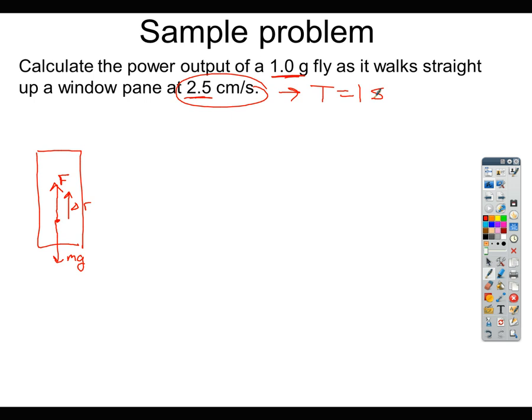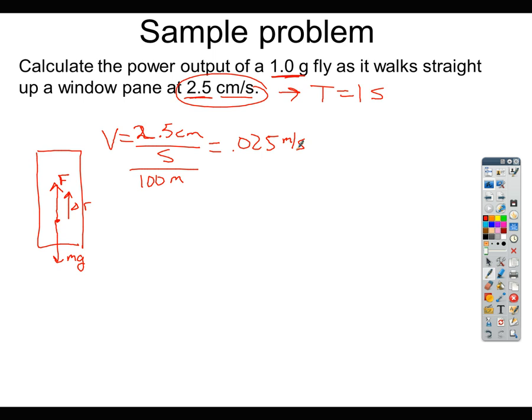We have to be very careful because the speed is in the wrong unit. It's in centimeters per second. We want it in meters per second. So if we take that 2.5 centimeters per second and we divide that by 100 meters, we end up with a value of 0.025 meters per second. So there's the speed that we need to use.